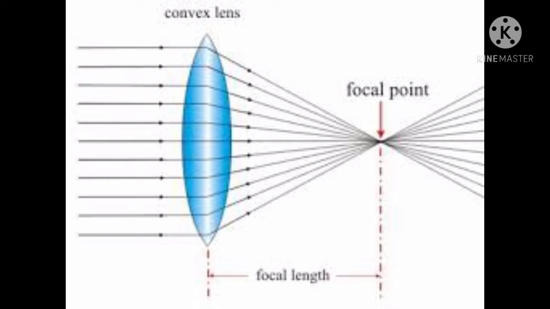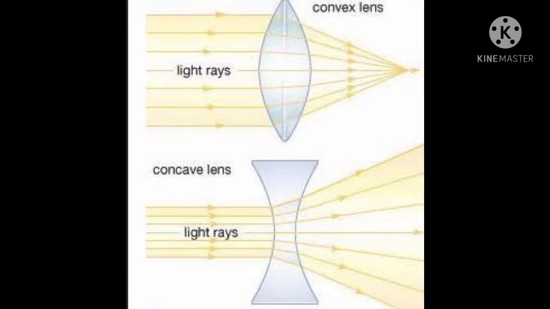Now, when we observe the convex lens, whenever the light rays are passed parallel to the principal axis, all the rays are refracted through the other surface of the lens and converged at a particular point. Children, see here, all the light rays refracting through the other surface of the biconvex lens are converged at a particular point. That point is the focal point.